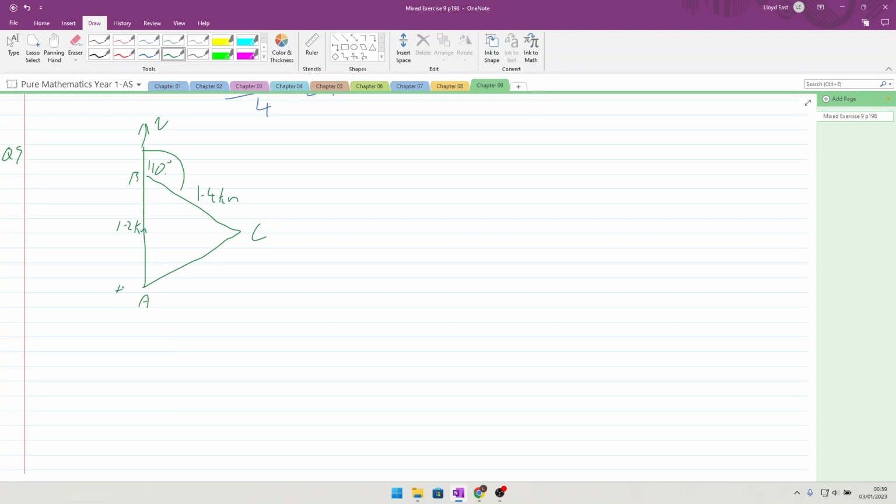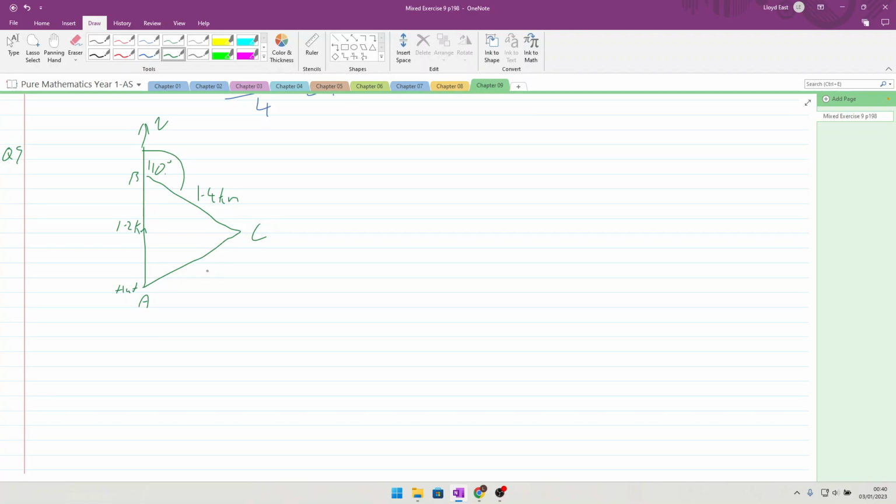So this is where the hut is. At point A to point B, he then walks on the bearing to point C. Find how far he is from his hut when he is at point C. Give your answers to 3 significant figures in kilometers. So we're looking for the length of AC.